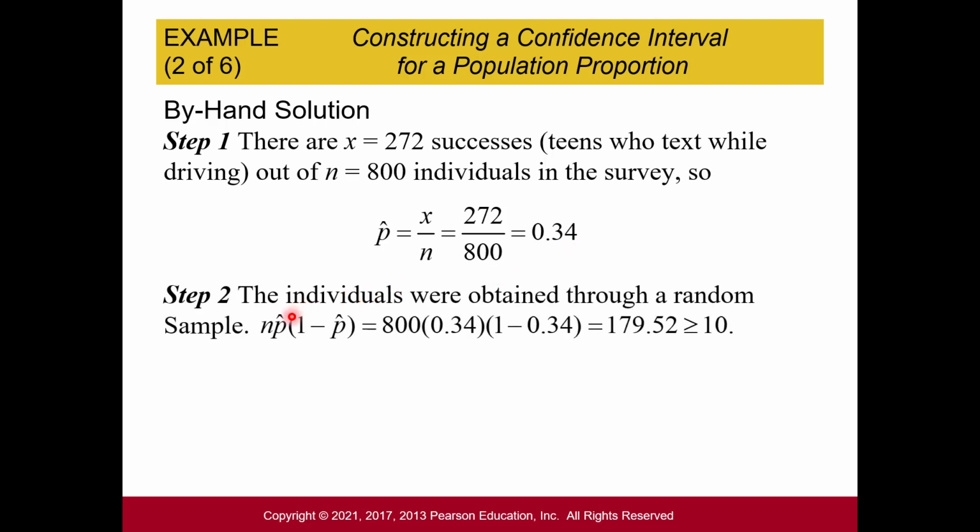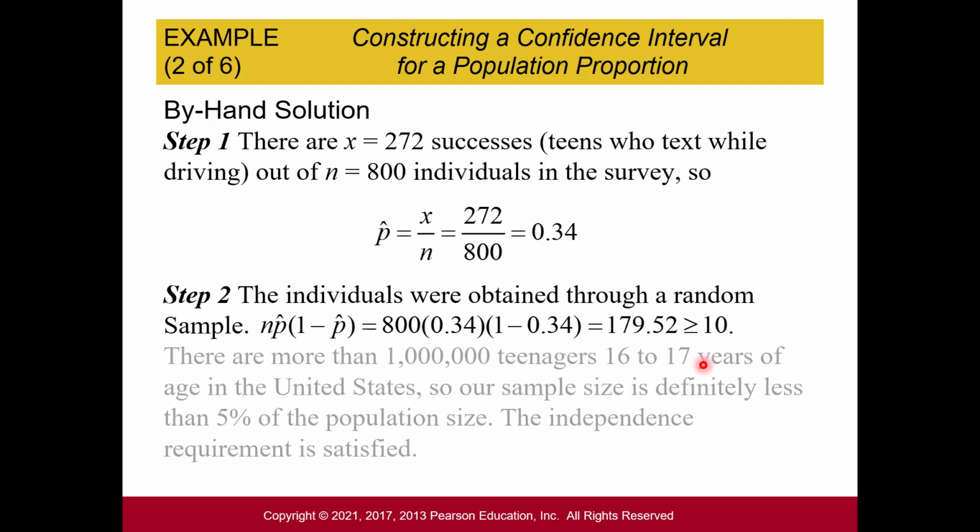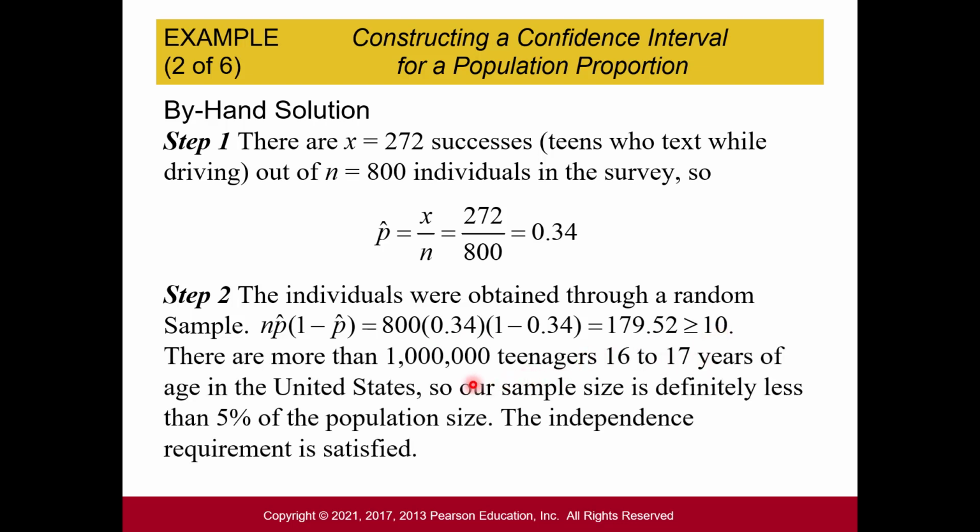Next, we want to verify that this is going to have our nice approximately normal distribution. So let's verify a few things. n times p hat times its complement, plug in our values. Because this number is greater than or equal to 10, that's good. Also, we want to verify that our sample size is less than or equal to 5% of the population. It definitely is, if we've only sampled 800 out of about 1 million teenagers of that age in the US. So that means that our sample values are independent.